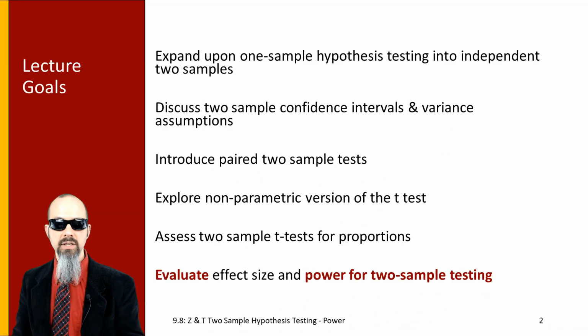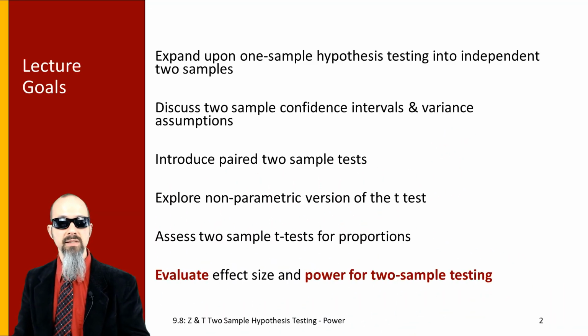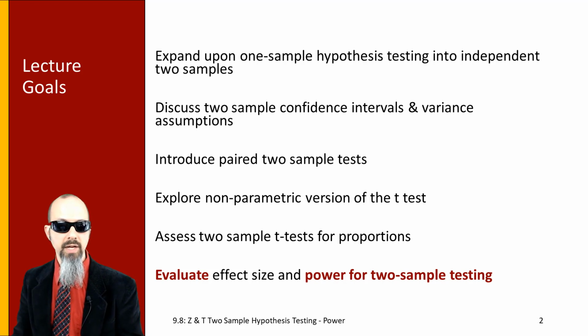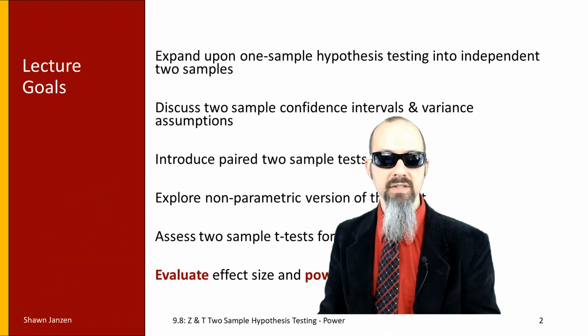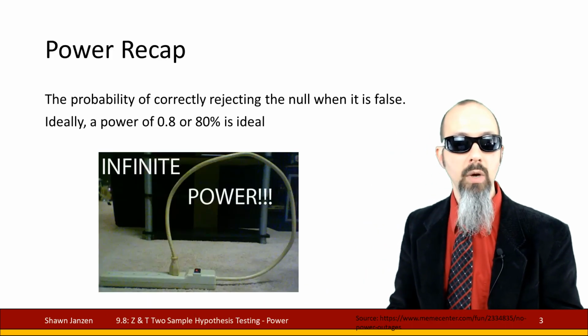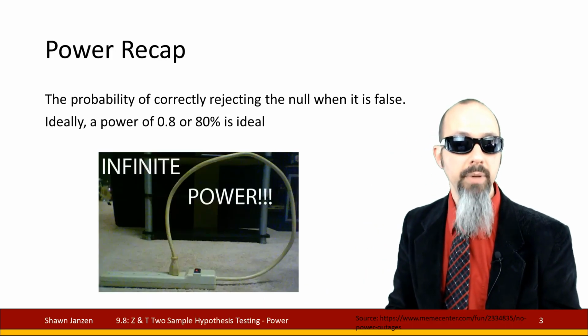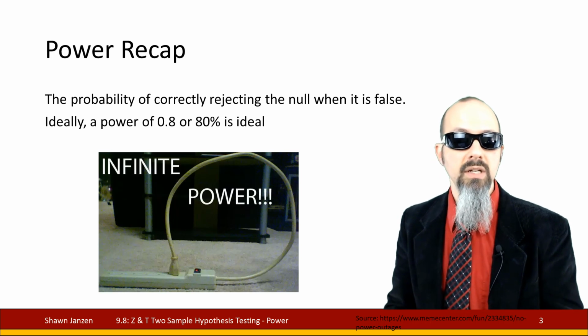But as we enter into this last video, I just want to recap. This is coming back from just recently watching videos for effect size, non-parametric tests, proportion tests, and things like that as we wrap up the two-sample hypothesis testing for Z's and T's. So let's do a quick recap on what is power. Power is the probability of correctly rejecting the null when it is false.